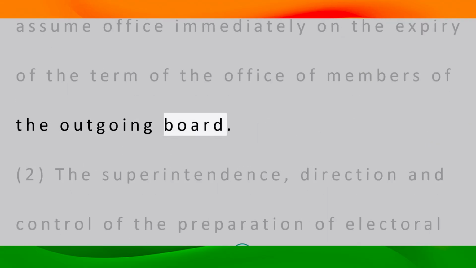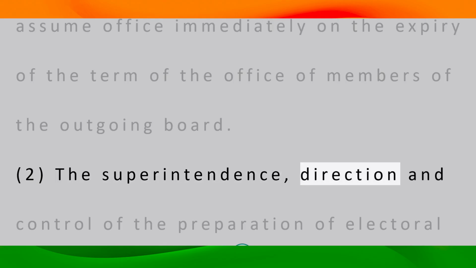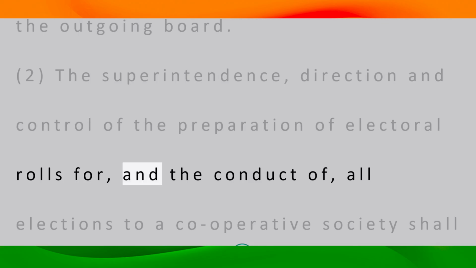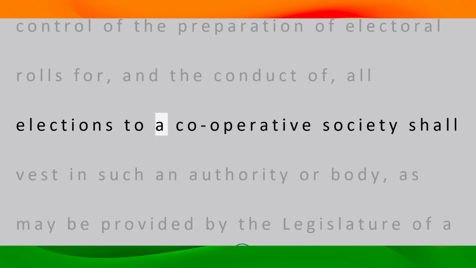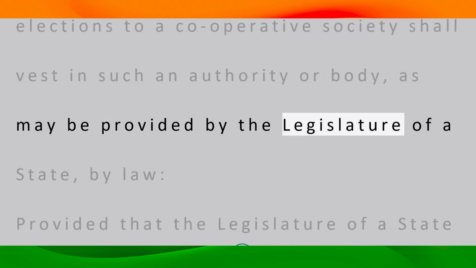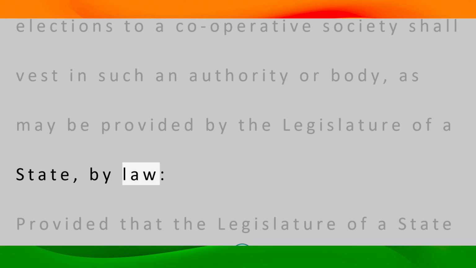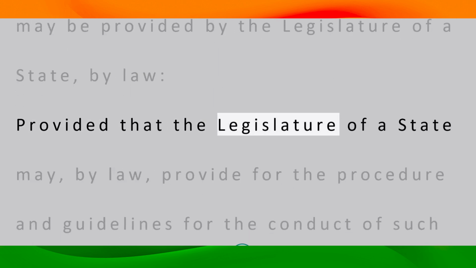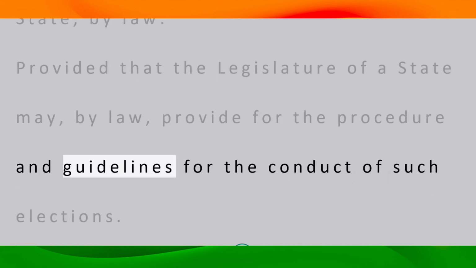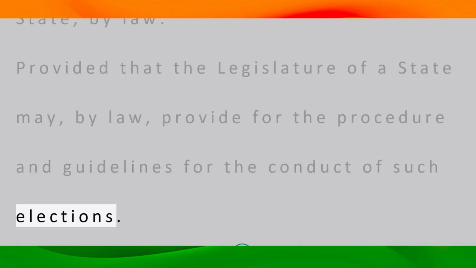2. The superintendence, direction and control of the preparation of electoral rolls for, and the conduct of, all elections to a cooperative society shall vest in such an authority or body, as may be provided by the legislature of a state, by law. Provided that the legislature of a state may, by law, provide for the procedure and guidelines for the conduct of such elections.